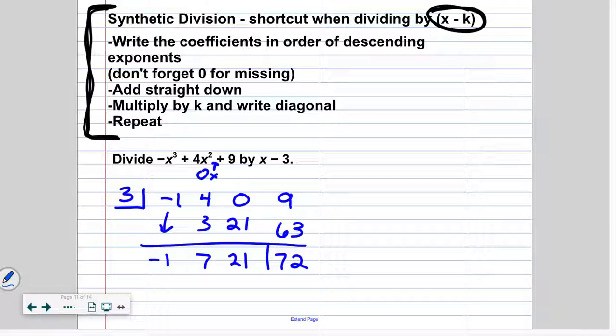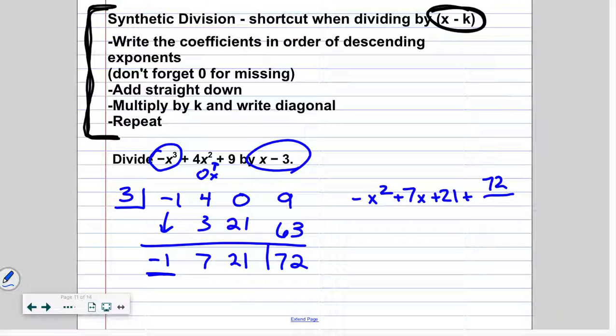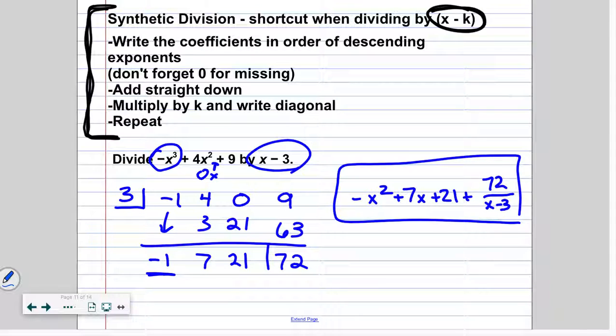All right, so the original was x to the third power, so we're going to write negative x to the second power, negative because of the negative 1, plus 7x plus 21 plus 72 over, what do we divide by? X minus 3. That goes right here as the final. So there is your final answer. That is synthetic division: use the opposite, opposite, opposite. Okay? All right.